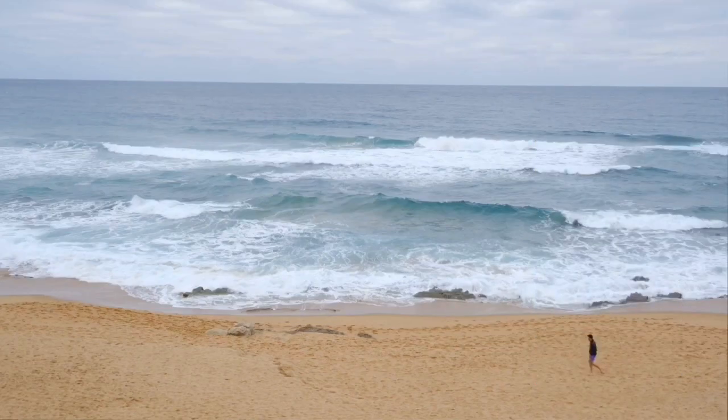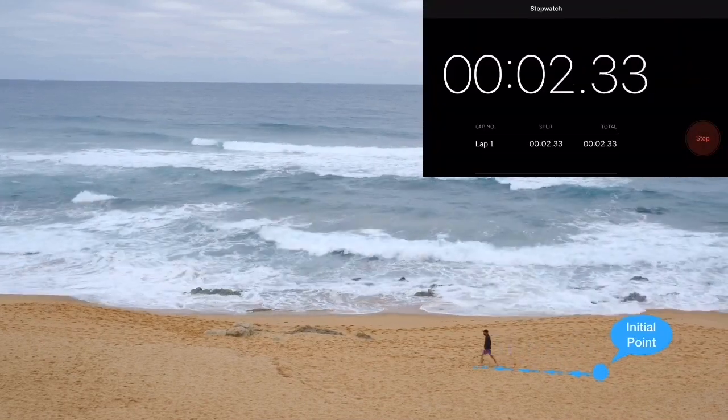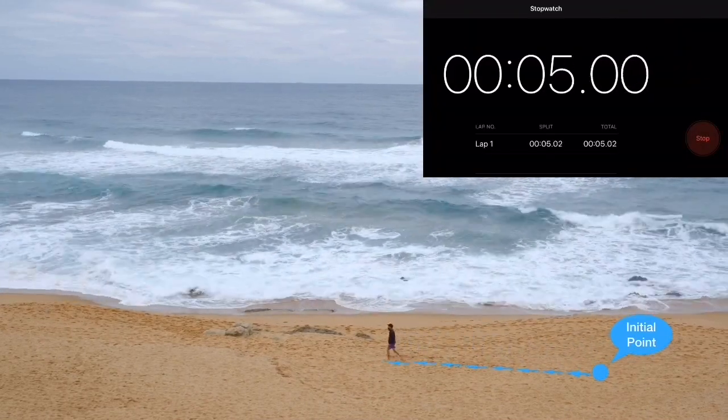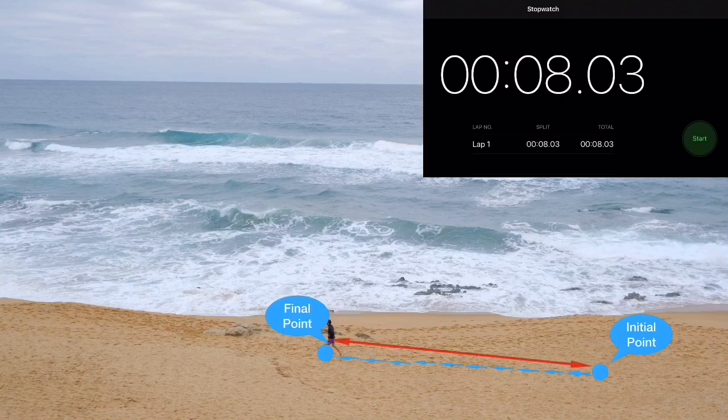So let us look at another example. The point where the man starts walking is the initial point. At this point, I will start the stopwatch. The man walks up to a certain distance. The point where he stops walking is the final point. At this point of time, I will end the stopwatch. Let us assume the path length covered by the man is 25 meters, and to cover 25 meters, he has taken approximately 8 seconds.